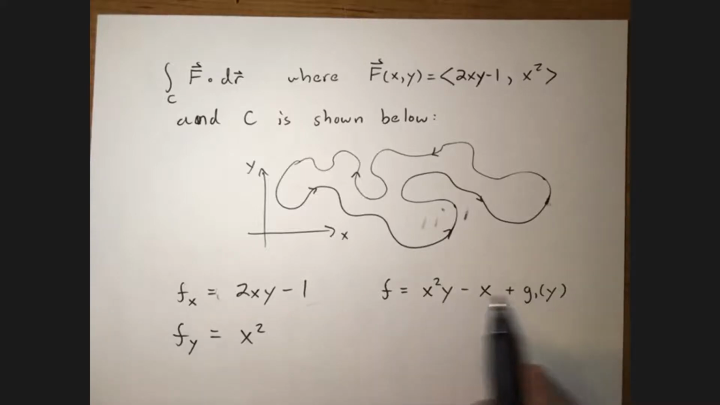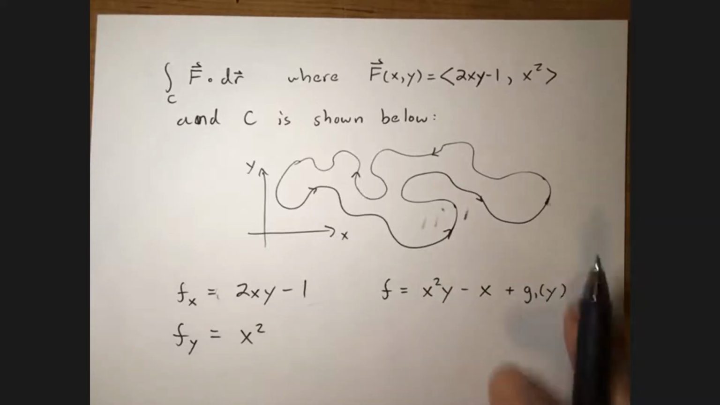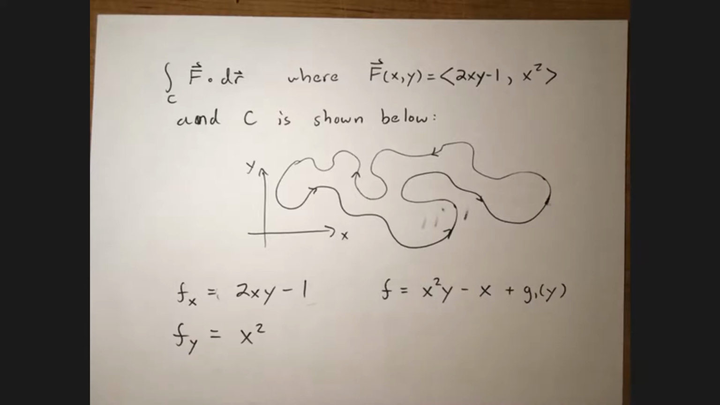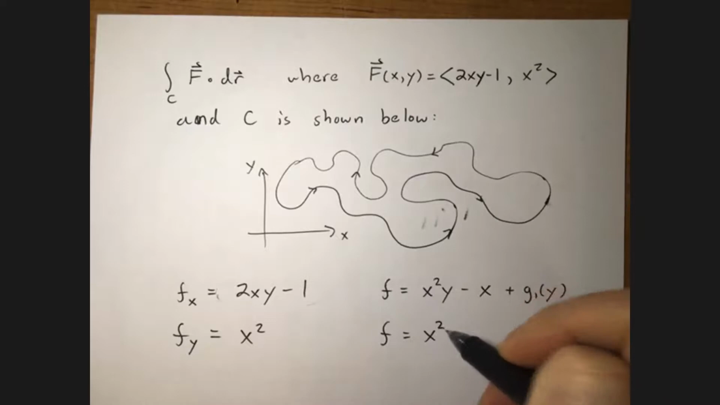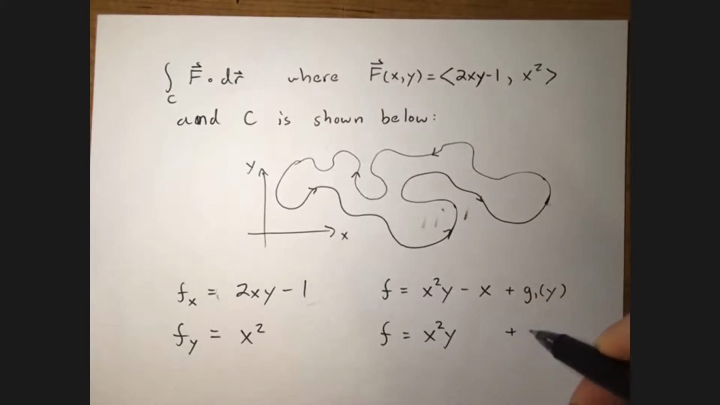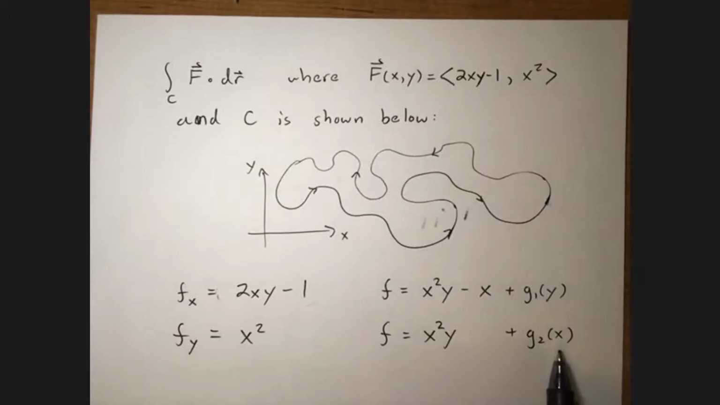Because I'm differentiating with respect to x, this stuff goes to 0. So you have to allow for that possibility. There could be a function of y out here. And if we look at the second equation, I'm going to anti-differentiate this with respect to y. So that's just x squared y plus some function perhaps of x. Because when I differentiate this with respect to y, this is a constant, and so it doesn't matter. It could be there and I'd still get this. So I have to allow for that.